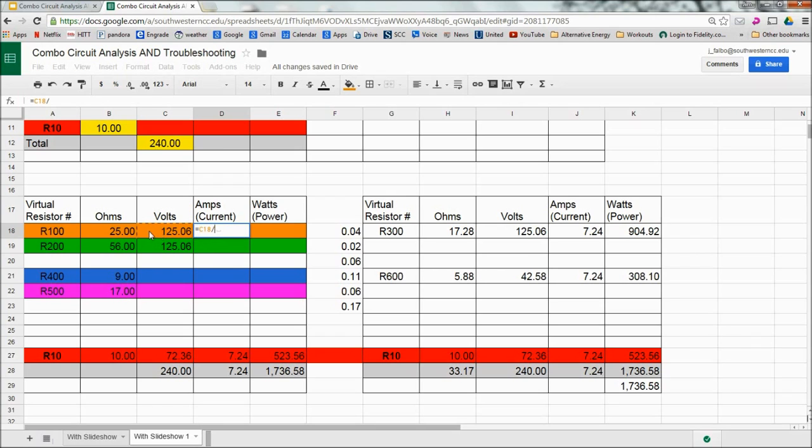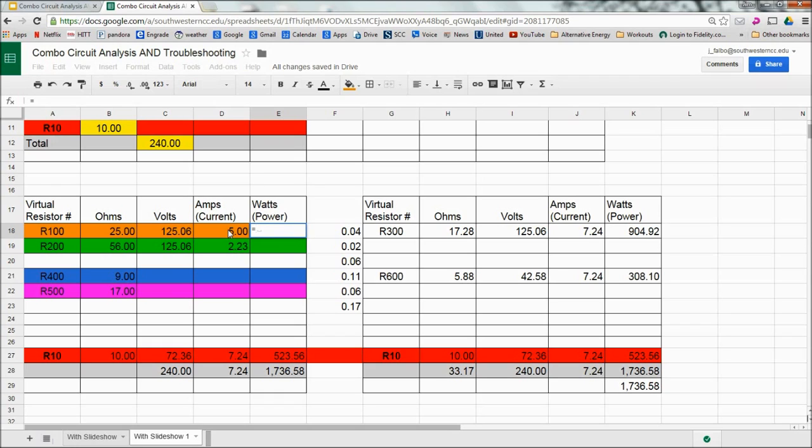Equals E divided by R, equals E divided by R. This tells me the current in this branch, and this tells me the current in this branch. Now we can calculate branch wattage, or the total wattage in the branch. Might as well do that.